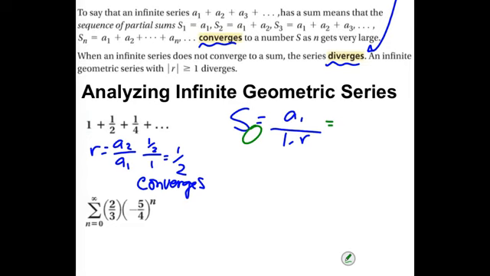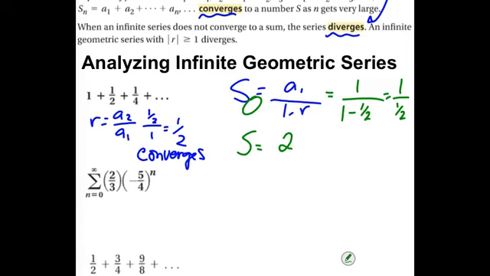All right, so first term was 1. Our R value is 1/2. You should not need a calculator to do this. What's 1 minus 1/2? 1/2. What's 1 divided by 1/2? Dividing by 1/2 is the same as multiplying by 2. So we get a sum of 2.